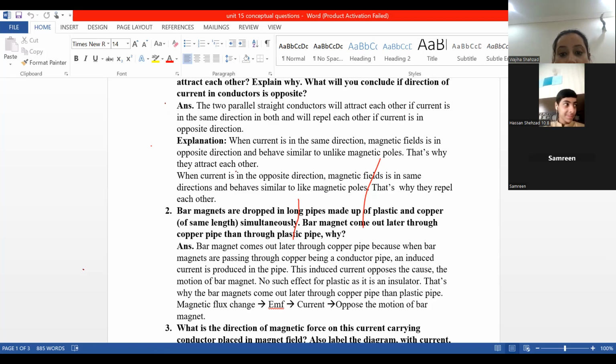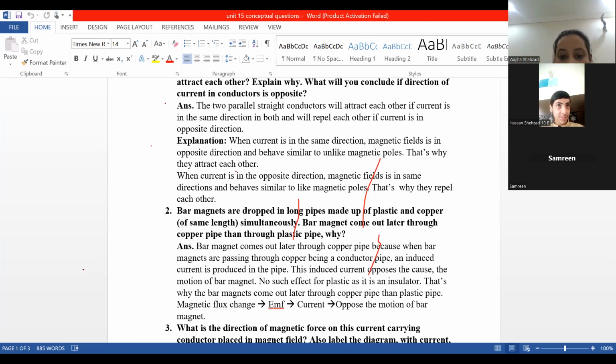No such effect of plastic as an insulator, because if we connect the plastic to a potential difference, or we are providing the current to the plastic, what will happen? No current will flow in the plastic pipe, right? That's why the bar magnet came out later through the copper pipe than the plastic pipe, right?